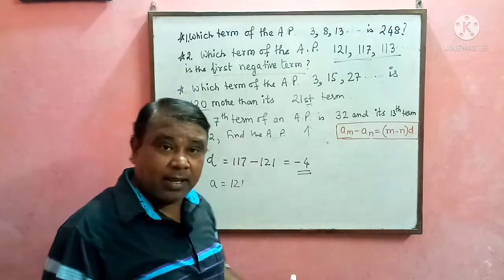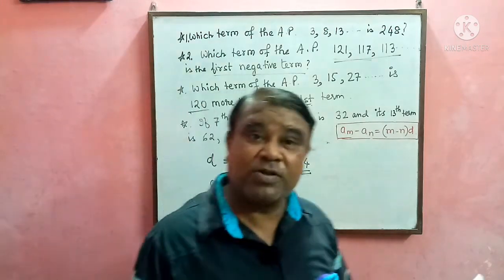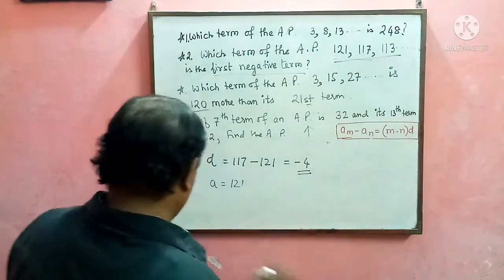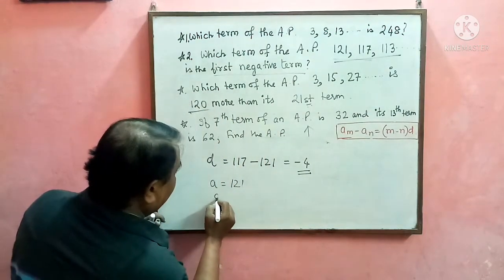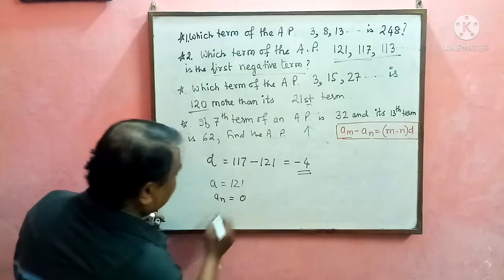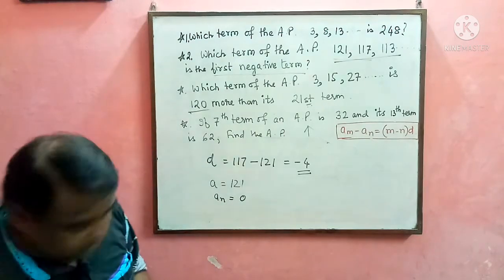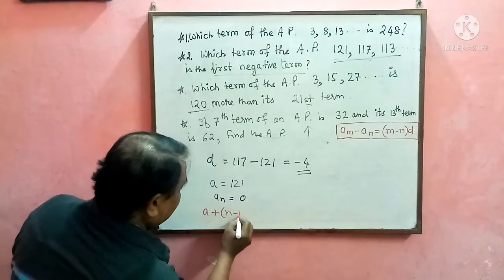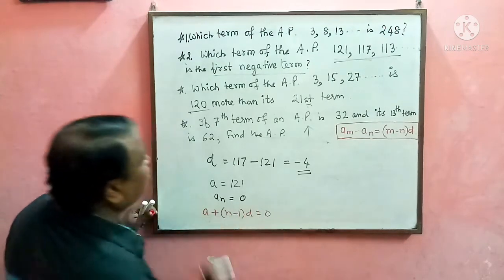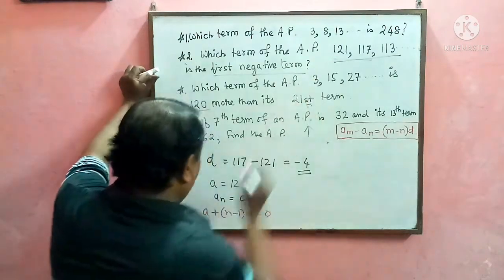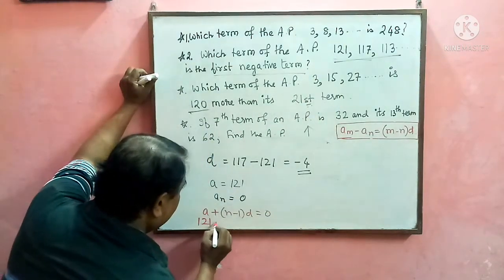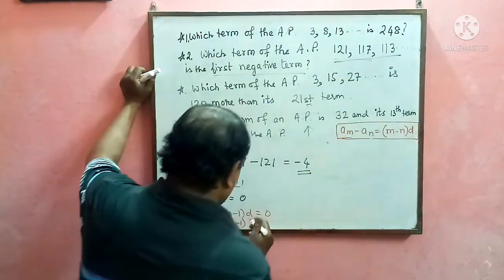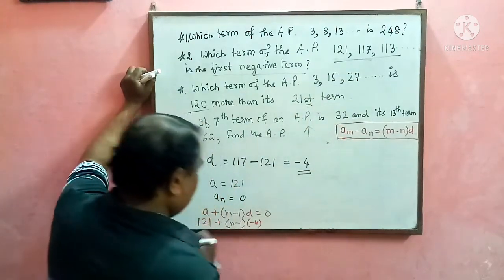Whether it is first negative or first positive, you have to let the nth term be 0. So an is equal to 0. Just I will write this identity: a plus n minus 1 into d is equal to 0. A is your 121, plus n minus 1 into d, which is minus 4, is equal to 0.